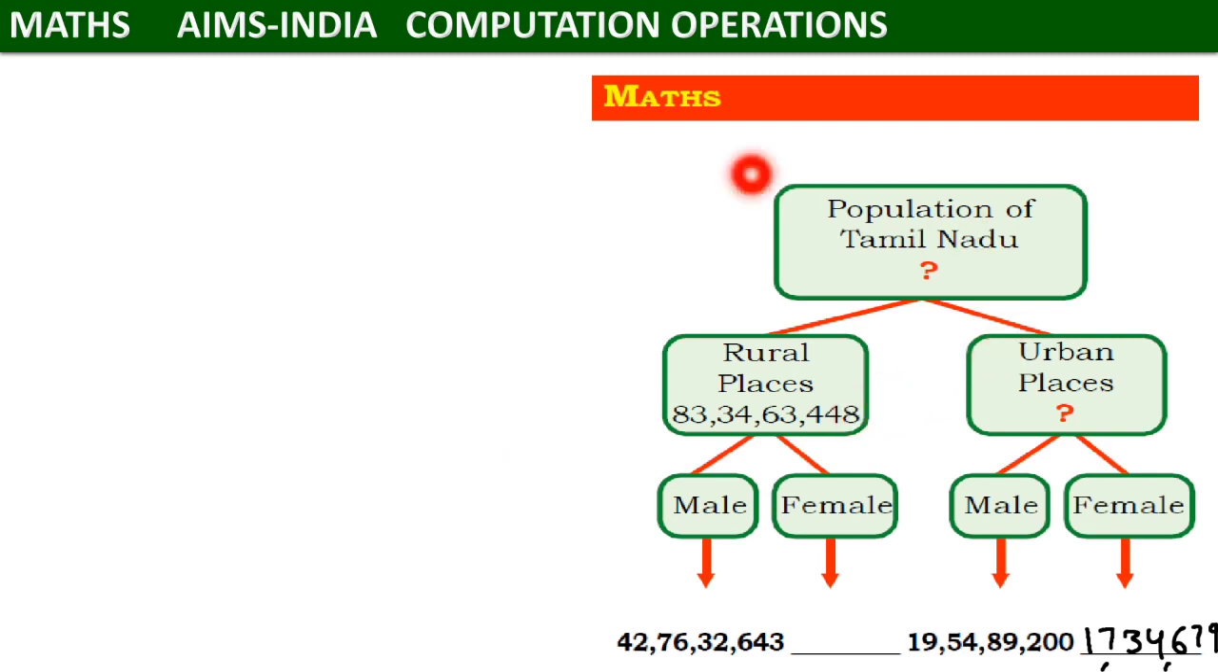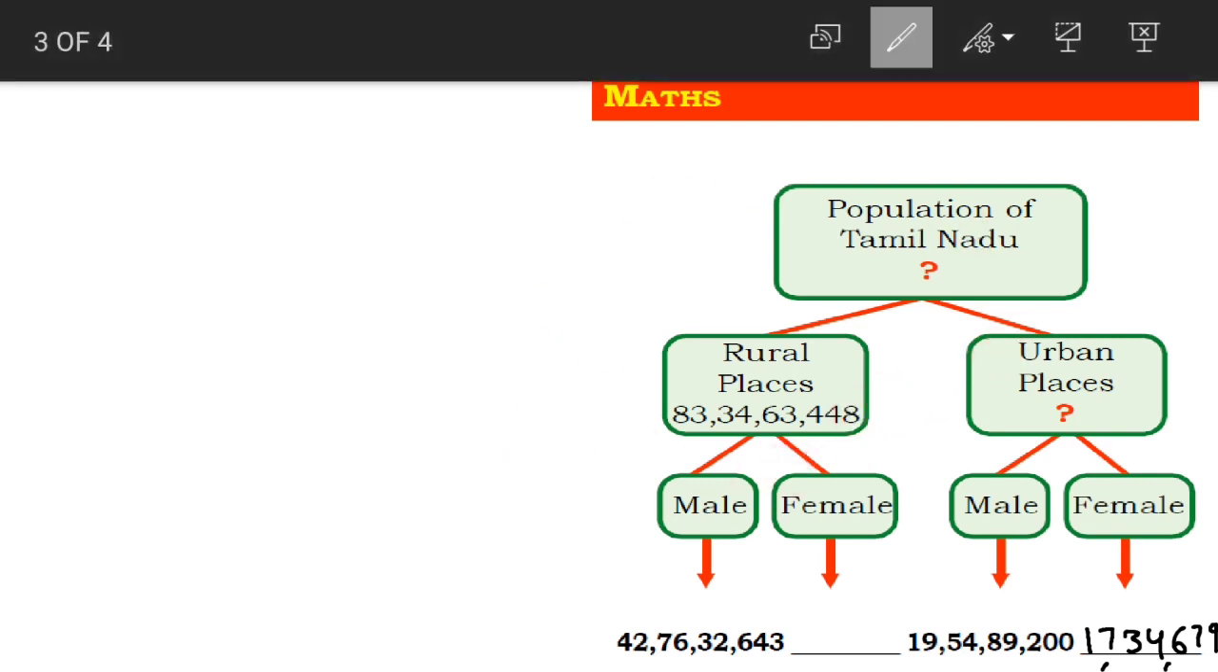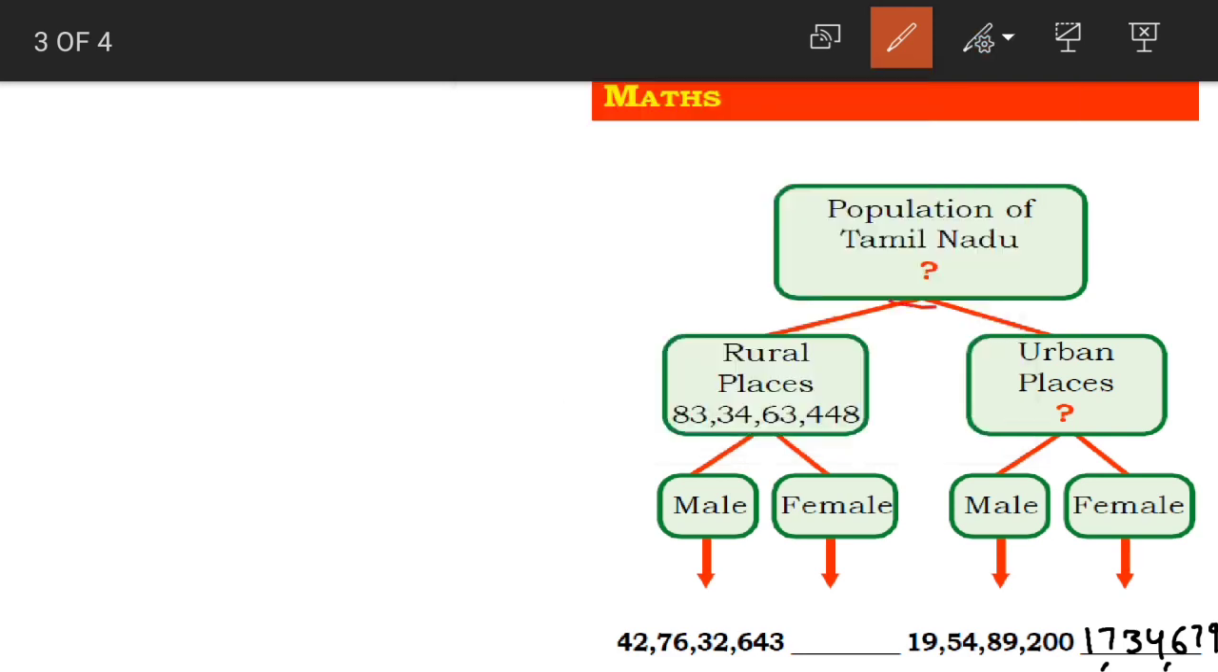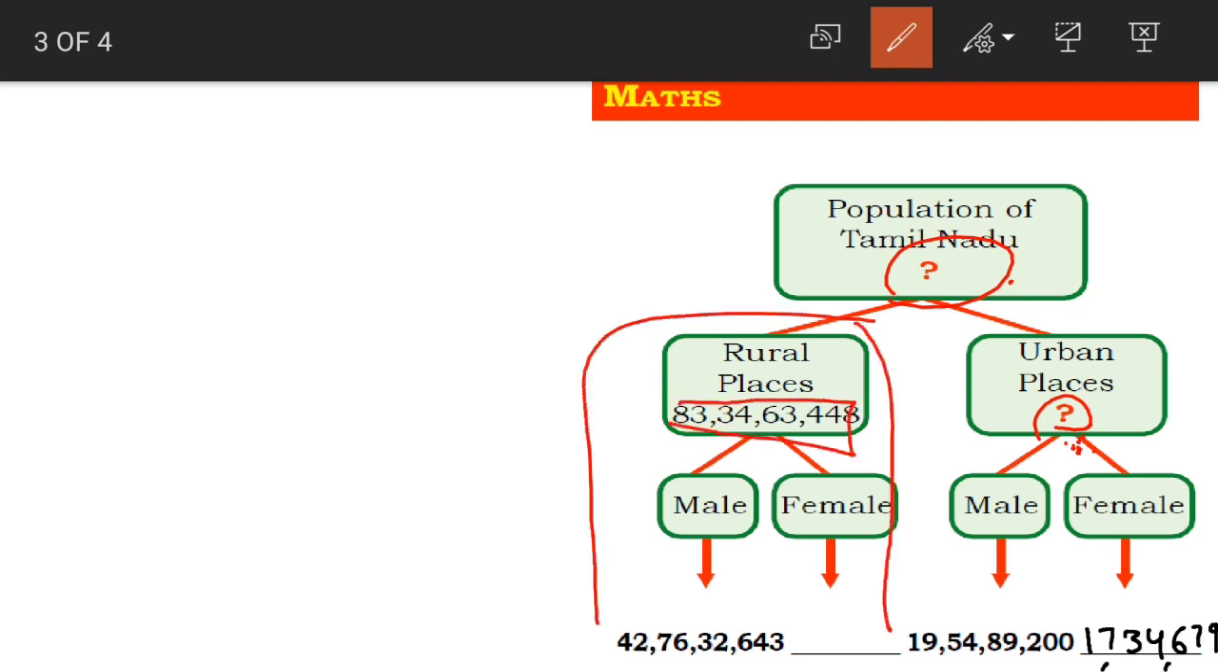Now a similar problem, another problem is given, that is the population of Tamil Nadu. See here, the total population of Tamil Nadu is not given for us, okay? So now here we cannot find out the number of people in urban places. Now coming to the rural places, the total number of people in rural places is given. Of this 83 crores, 42 crores are male.